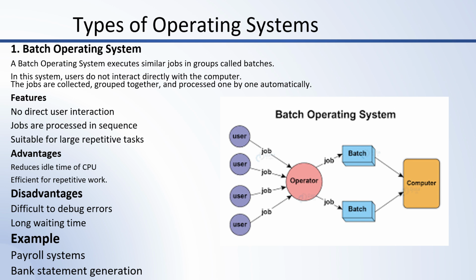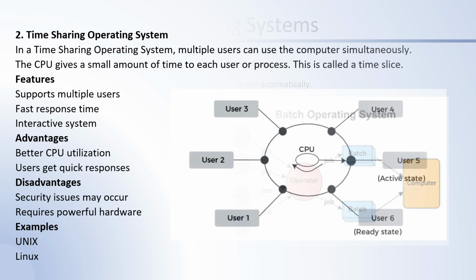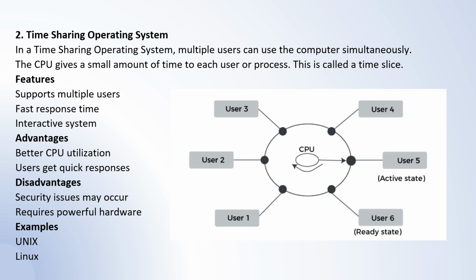For example, if a company wants to process salaries for thousands of employees, all salary jobs are grouped together and processed as a batch. Now let us move to the second type, time-sharing operating system.